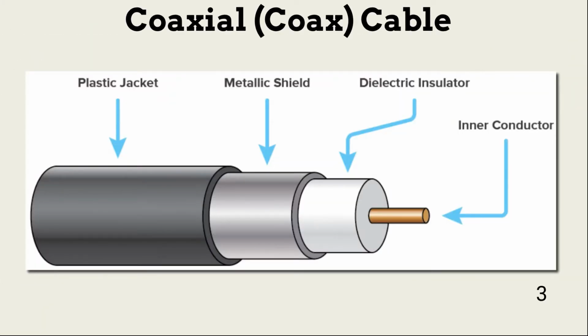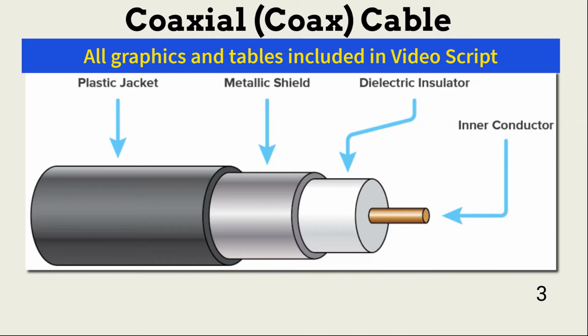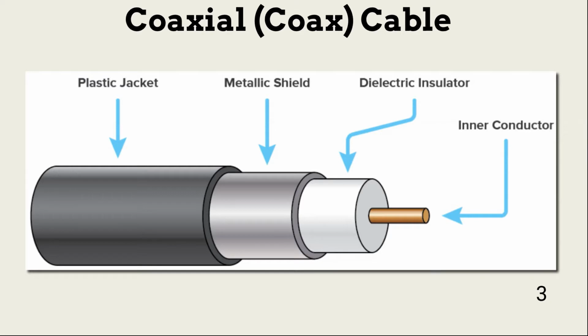Coaxial cable, commonly known as coax, was once very popular. It was commonly used in the 1970s, 1980s, and into the 1990s. It quickly fell from use for most LAN implementations as twisted pair cabling became popular. We cover twisted pair later in this video.